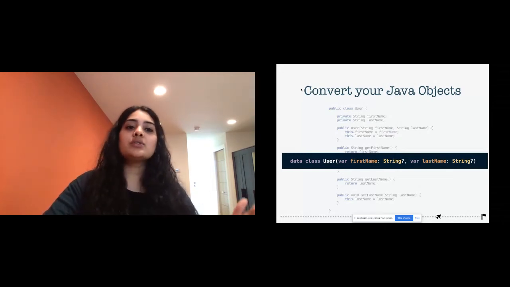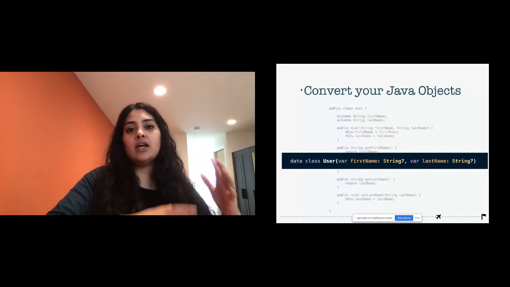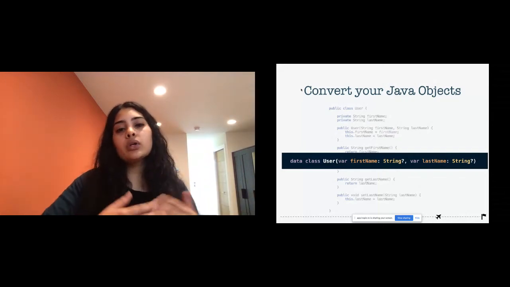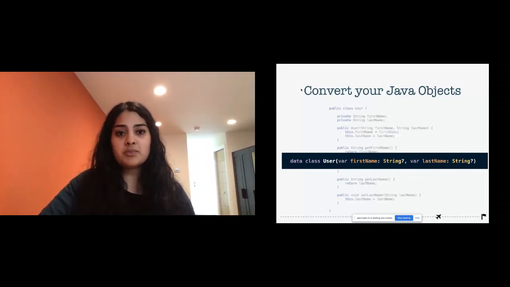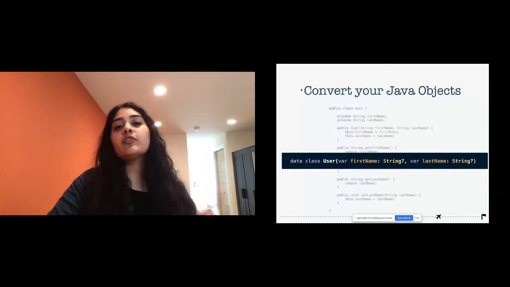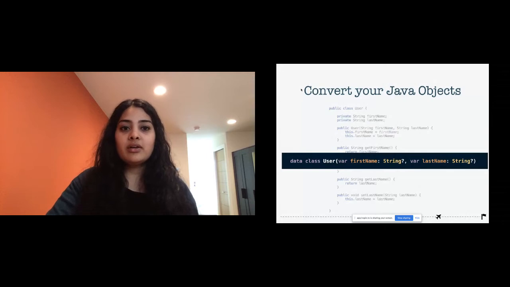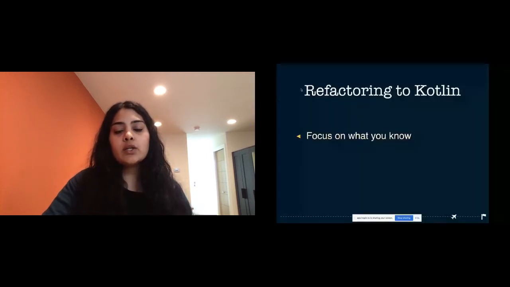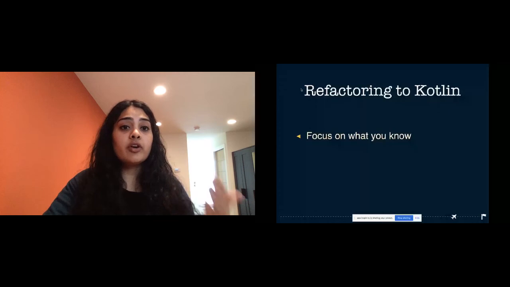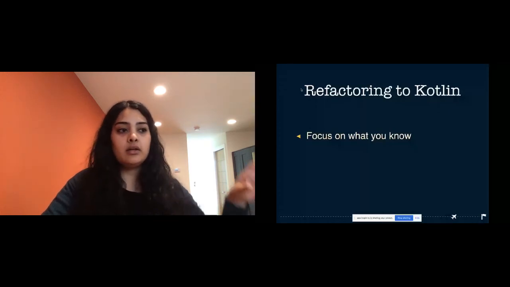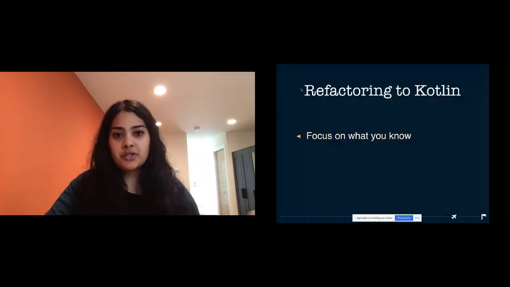We talked a lot about idiomatic Kotlin and going from Java to Kotlin, but what are some common questions that come up in this process? The very first question is, how do I do a large refactoring into Kotlin? So some tips I have for you are focus on what you know. It's a lot easier for you to refactor code that you are very familiar with than tackling something that you worked on 2 years ago, for example.